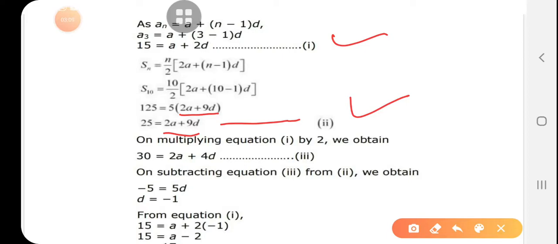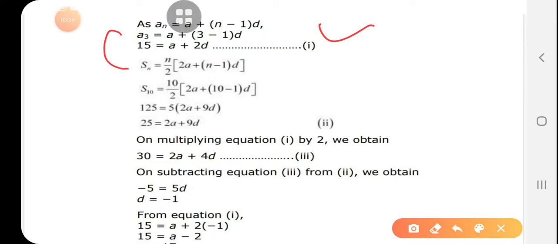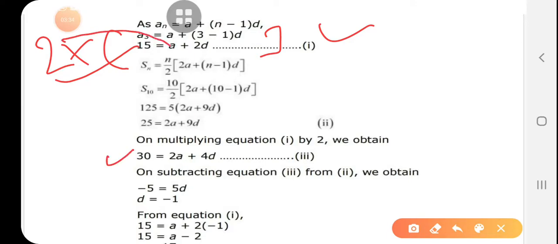Since we need the value of d, we eliminate the a. Now see how we can eliminate it. For this elimination, we multiply equation 1 by 2 on both sides. Look at here, if we multiply by 2 on both sides, then 2 into 15 is 30, 2 into a is 2a, and 2 into 2d is 4d. So after multiplication we get the equation 30 is equal to 2a plus 4d. We put it as equation number 3.